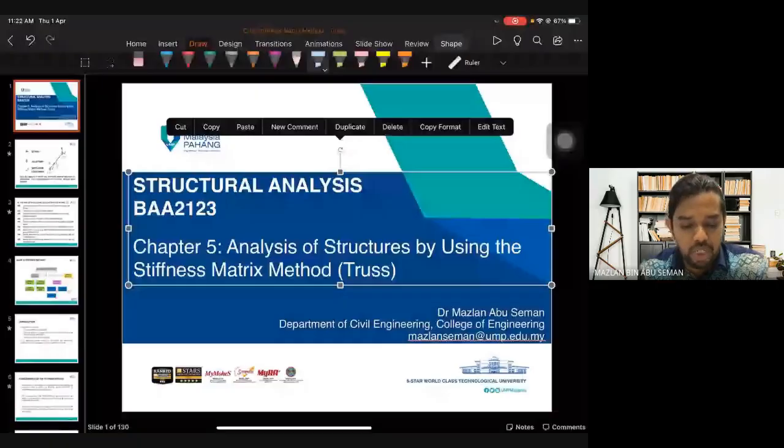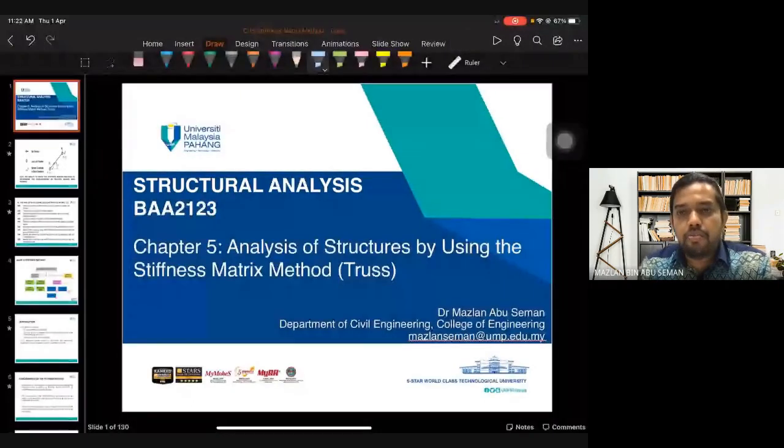Okay. For your information, I start with truss because after this, you're going to have a work-based project, which is the stiffness matrix. And I will give some information about the work-based project before or after the midterm break. Okay. If no more questions, that's all for today.